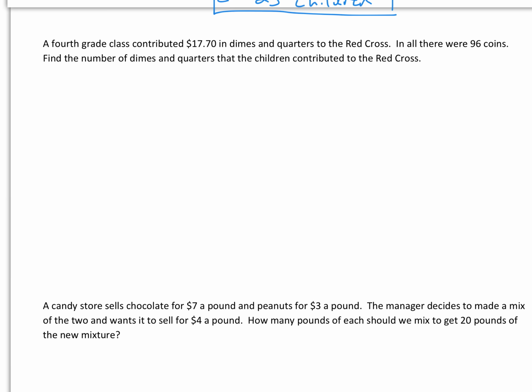Okay, another money question here. We have a fourth grade class that contributed $17.70 in dimes and quarters to the Red Cross. In all, there were 96 coins. Find the number of dimes and quarters that the children contributed to the Red Cross. So in this question, our variables are the number of dimes and the number of quarters.